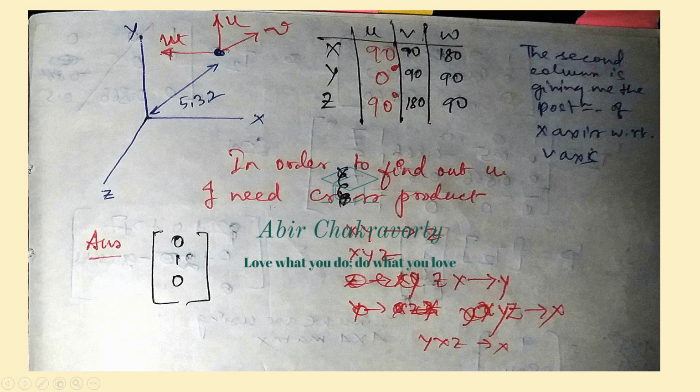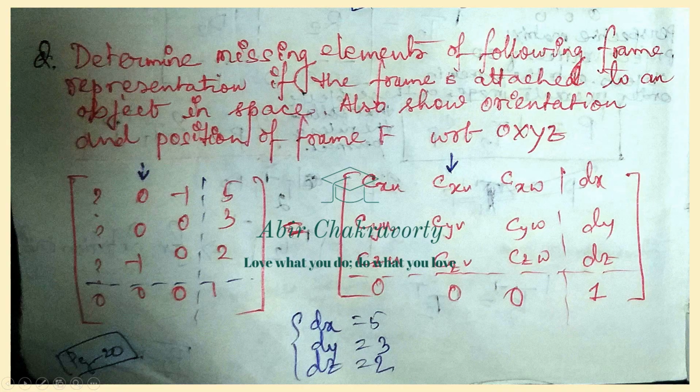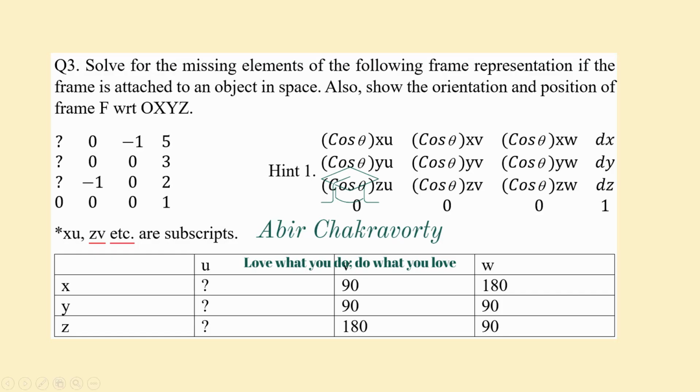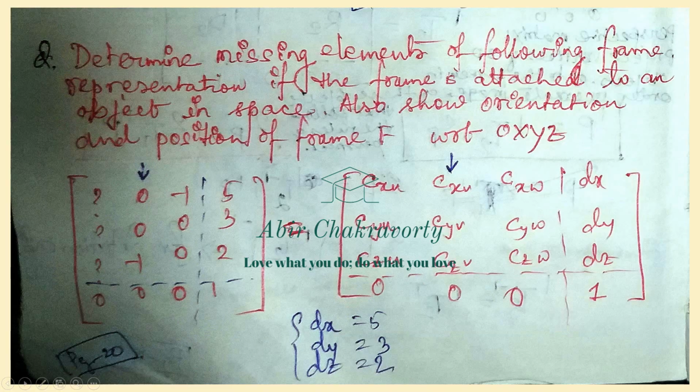So the second column matrix, while we write this 90 degree, then cos 90 value is 0, cos 0 is 1, cos 90 is 0. So this is a column matrix. In this way we saw how we can find out the missing elements, that is 0 1 0, with the help of some transformation matrices.